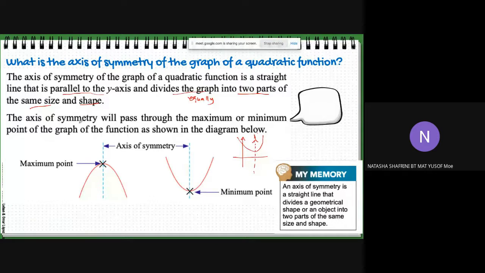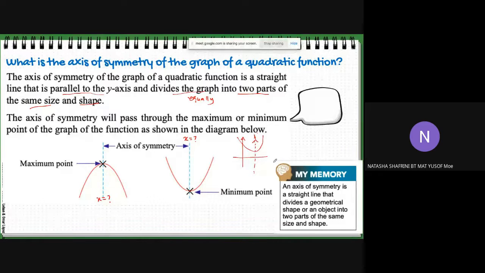Okay, the axis of symmetry will pass through the maximum or minimum point of the graph of the function as shown in diagram below. So kalau sini maximum point, dia memang akan cross intersect the maximum or minimum point. Ini kita punya equation of axis of symmetry. Kita akan follow lah kita punya graph. So cara kita tulis equation of axis of symmetry, kita akan tulis x equal to apa dekat sini. Kita akan follow kita punya x coordinate kat sini. Okay.